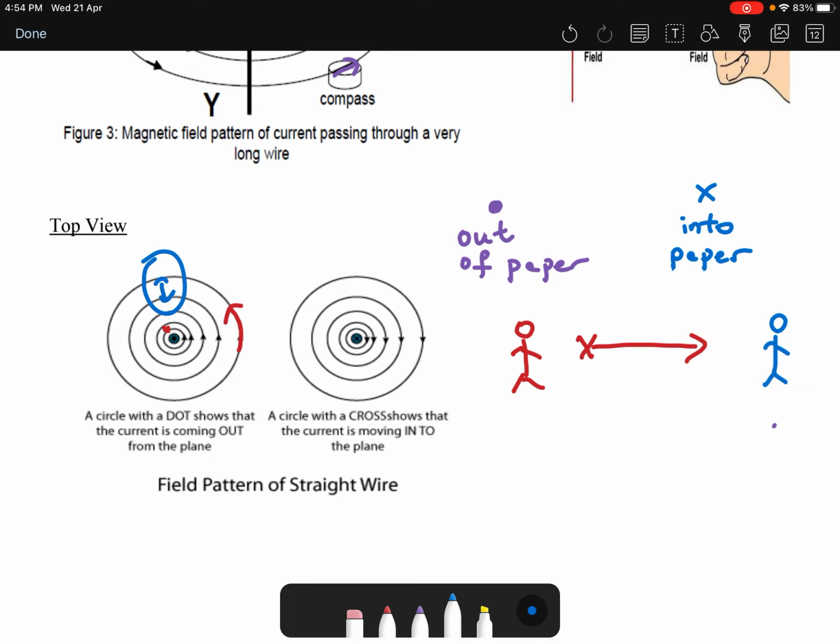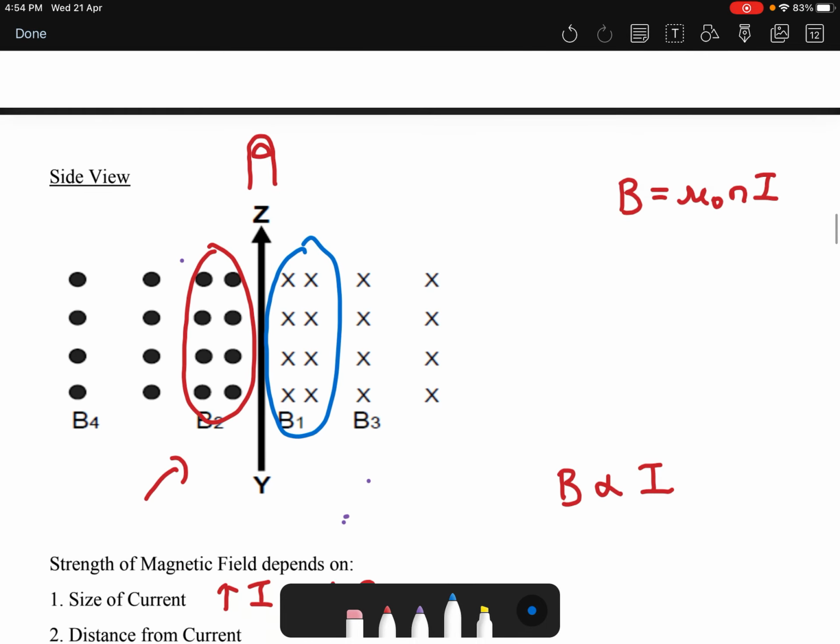Okay, so this indicates that if I'm located nearer to the current, my magnetic field strength is higher. If I'm located away from the current, my magnetic field strength will be weaker.